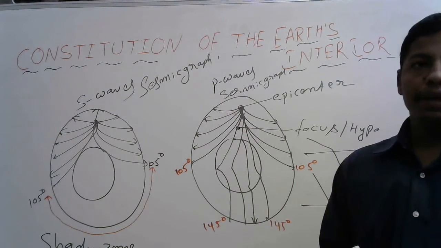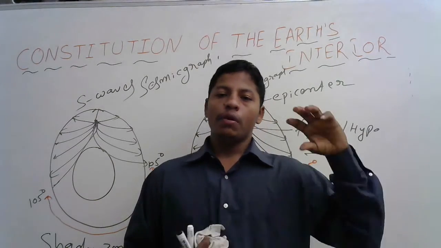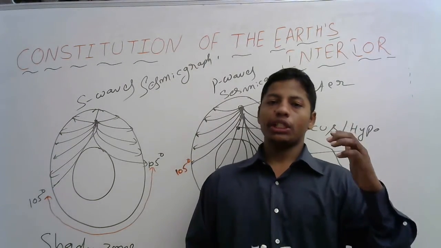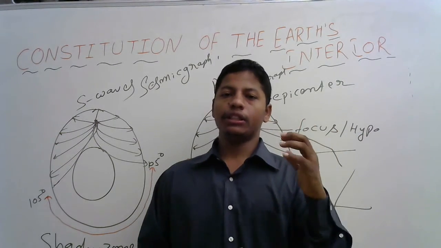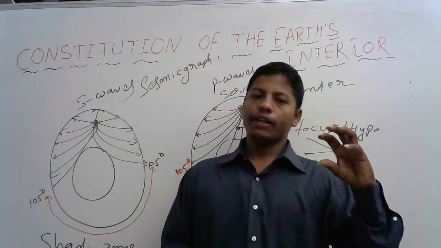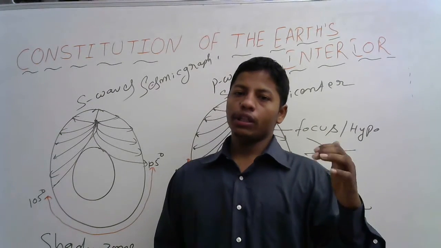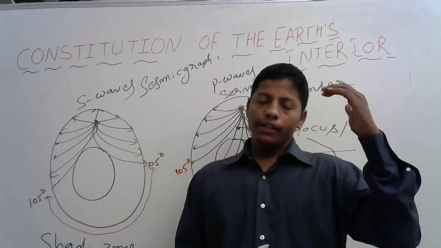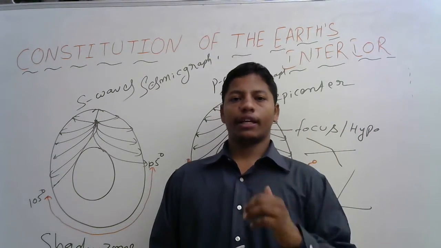Because P waves have an important property. P waves move through solids, liquids and gases. When density increases, the velocity also increases. A solid has high velocity compared to a liquid, and gases have less velocity compared to a liquid. So from the earth surface to the earth interior, density also rises.